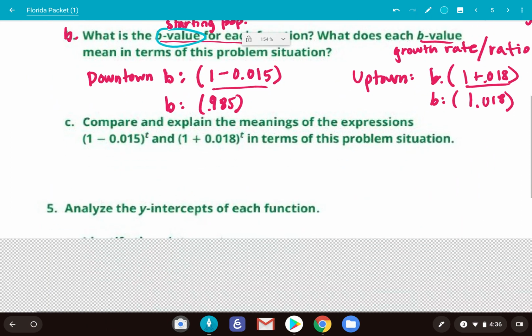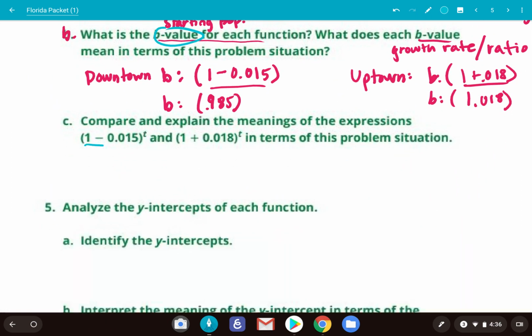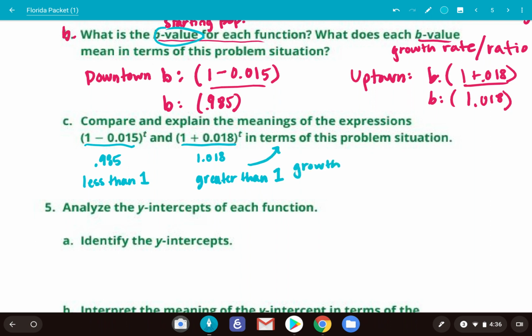So if I were to look at C, if I were to compare, I'm going to say that this is 0.985, and that's less than 1. And then 1.018 is greater than 1. And this just means if it's greater than 1, it's going to be growth. If it's less than 1, it's going to be decay, or it's getting smaller.